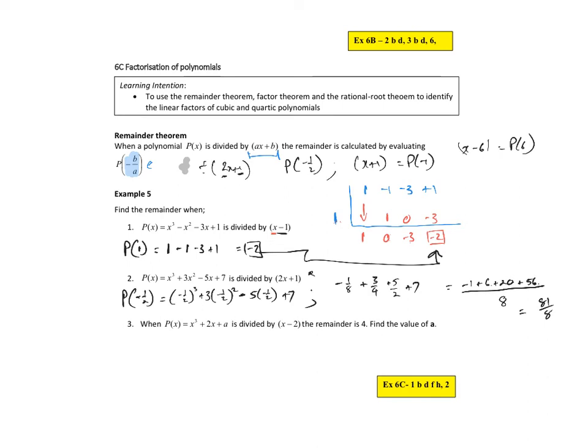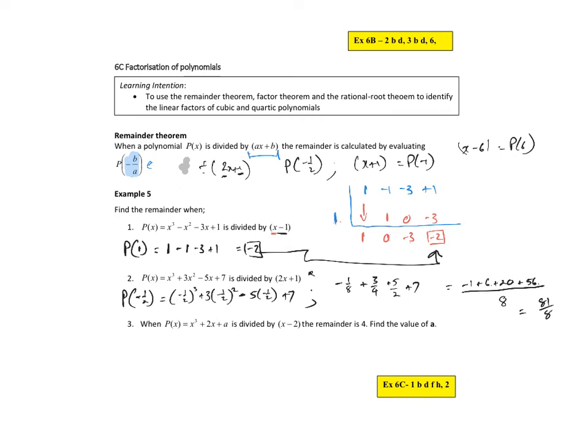So it's the simplest and most efficient way of working out the remainders, just by substituting in the negative b on a form of whatever we're dividing by. There are sometimes some practical applications.